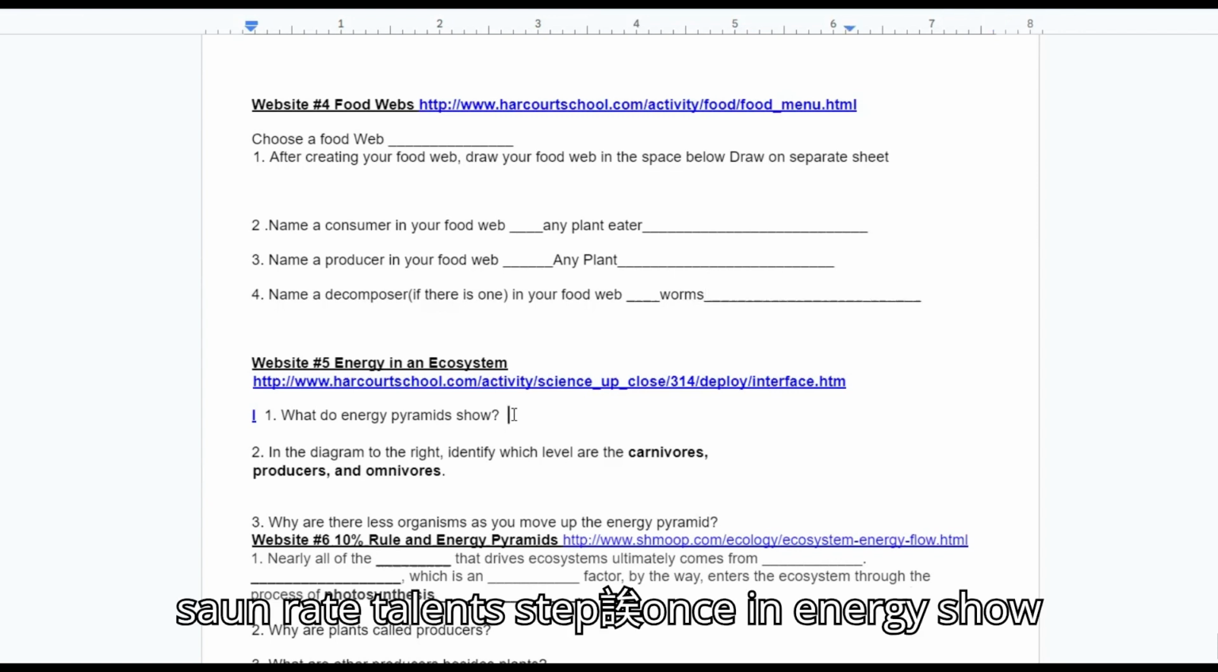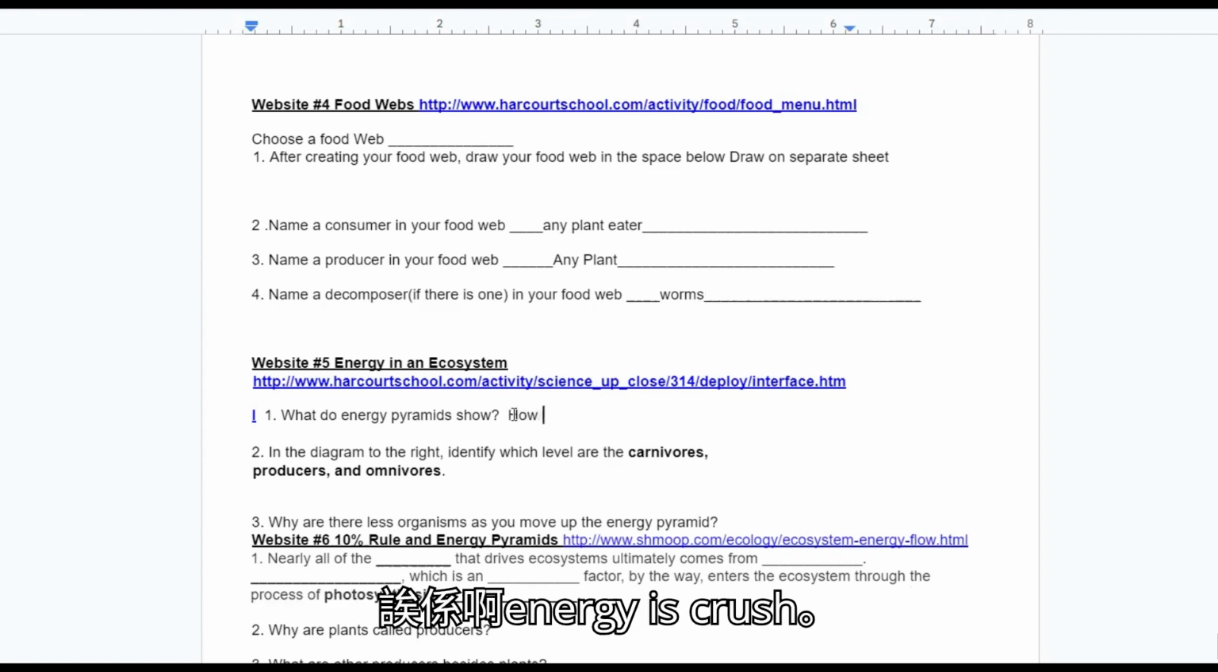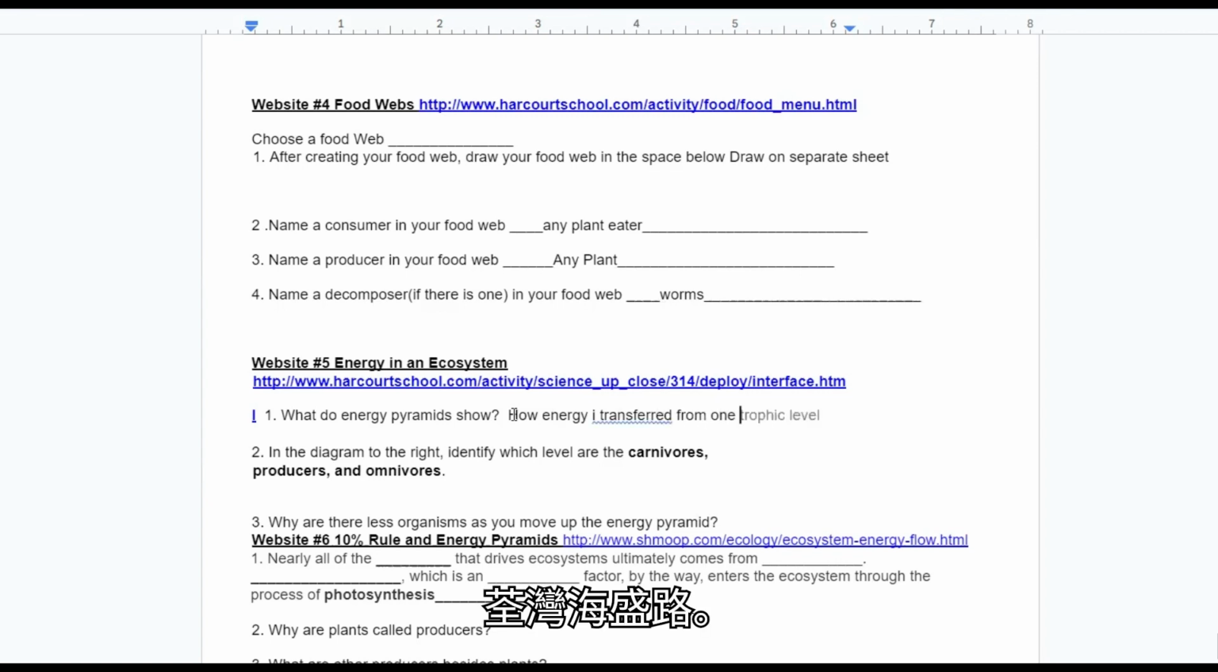All right, what does an energy pyramid show? How energy is transferred from one organism to the next.